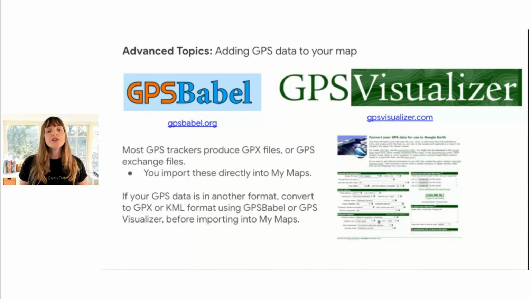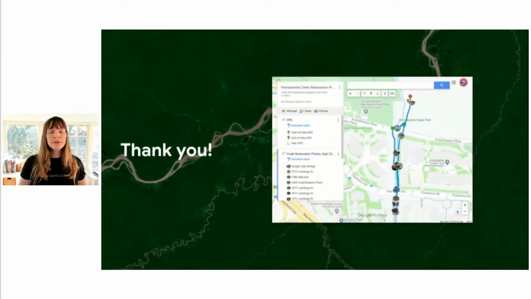And finally, if you want to add a GPS track to your map, but it's not in that GPX file format that we talked about, you can convert it from another file format like KML or shapefile. You can convert it to GPX using some of these helpful tools here, specifically GPS Babel or GPS Visualizer. And with that, we're all done. And my finished map is beautiful and ready to share with others.